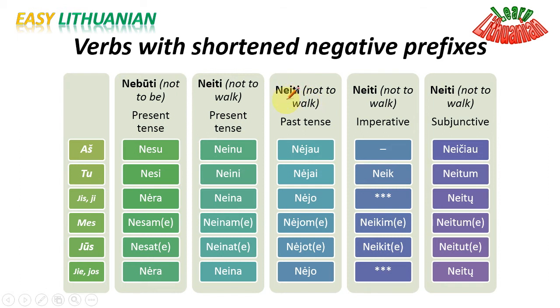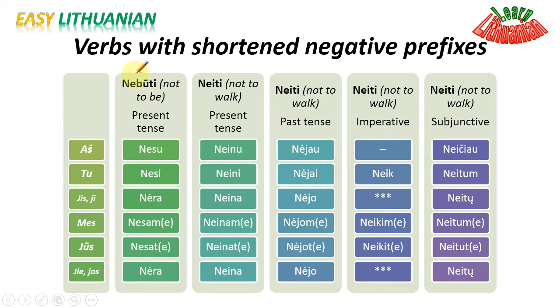Well, how could you say it with a normal prefix, ne eiti? No, not to walk. You should say, this is unnatural, ne eiti. You only add n, so you get neiti. The syllables combine, and there's no difficulty pronouncing that. So the reason is convenience, perhaps. So neiti means not to walk, and nebūti not to be.